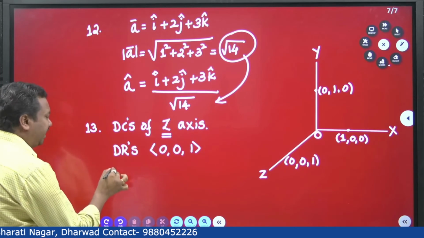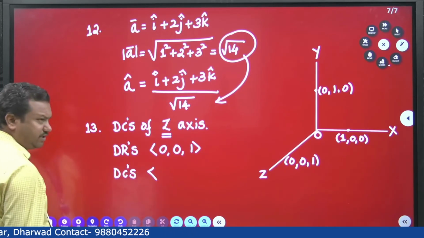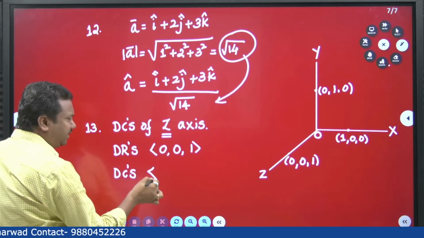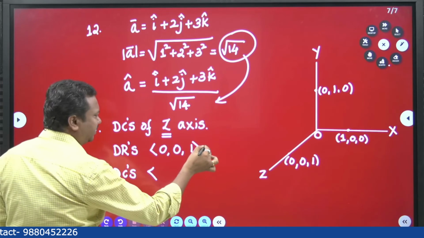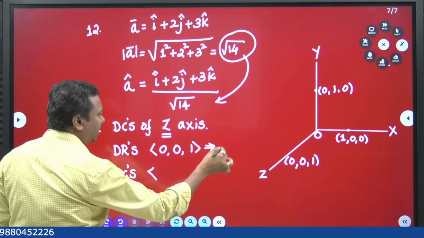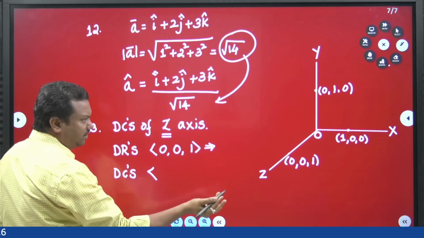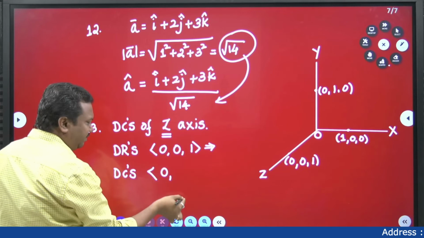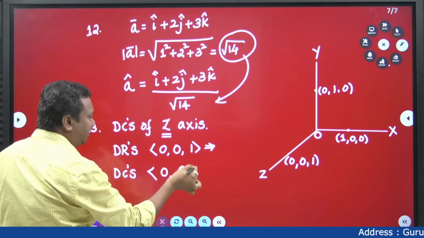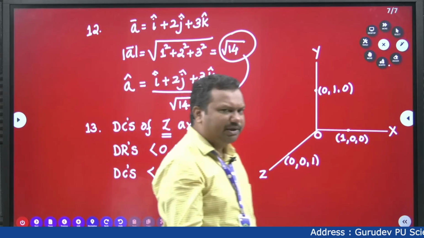Now let me define direction cosines. How will you calculate direction cosines? Each value divided by the magnitude of the given vector. So what is the magnitude of the given vector? Square root of 0 square plus 0 square plus 1 square, that becomes 1, isn't it? 0 divided by 1 is 0, 0 divided by 1 is 0, 1 divided by 1 becomes 1.